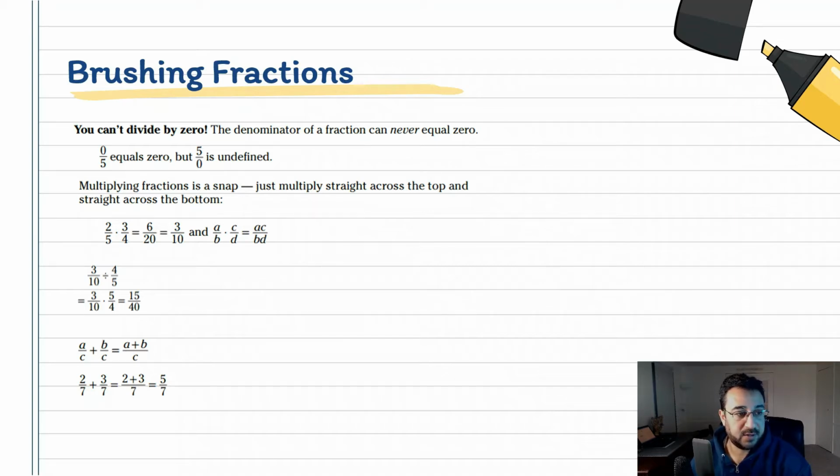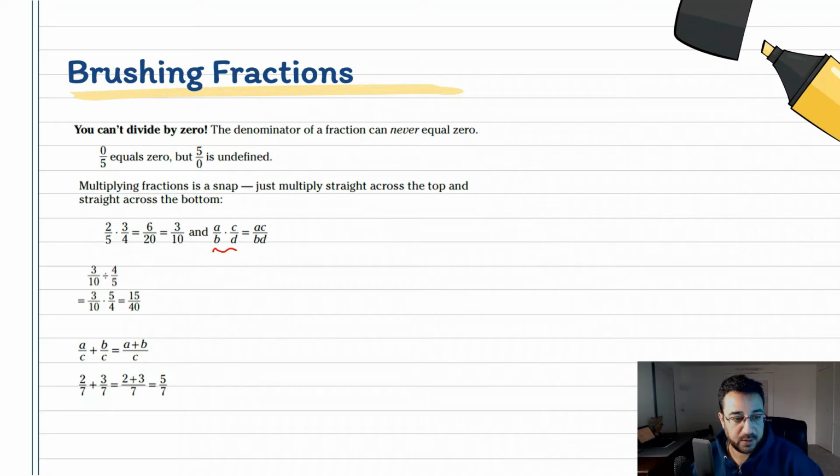So first, you need to remember that you can't divide by 0. So the denominator of a fraction can never equal 0. So if you say 0 over 5 equals 0, in this case, but 5 over 0 is undefined. So you can't divide by 0. That's what it is. So for multiplying fractions, that's an easy topic.